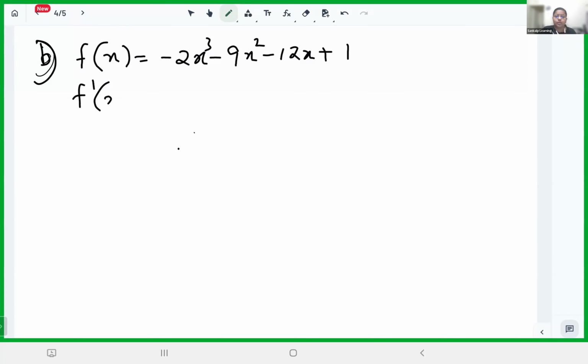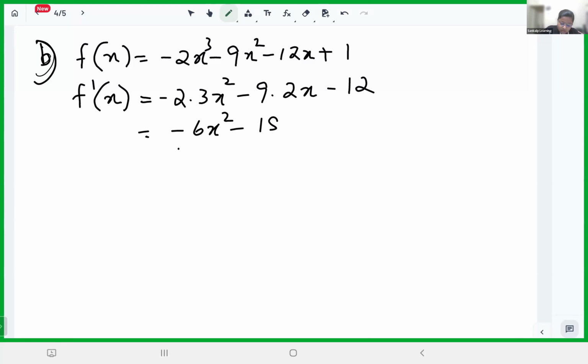F dash of x is equal to, what is the derivative of x cube? It is 3 into x square. So minus 2 into 3x square minus 9 into 2x minus 12. The derivative of x is 1, so it is minus 12. So this is equal to minus 6x square minus 18x minus 12. So this is our f dash of x.